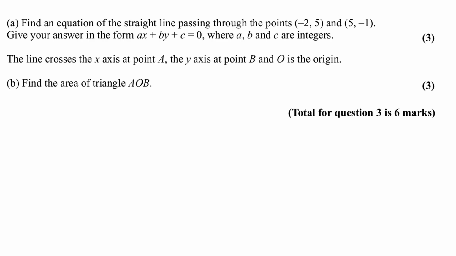Okay, folks, in part A of this coordinate geometry question, we're asked to find an equation of the straight line passing through the points (-2, 5) and (5, -1). Give your answer in the form ax + by + c = 0, where a, b, and c are integers, i.e. whole numbers. So step one, guys.